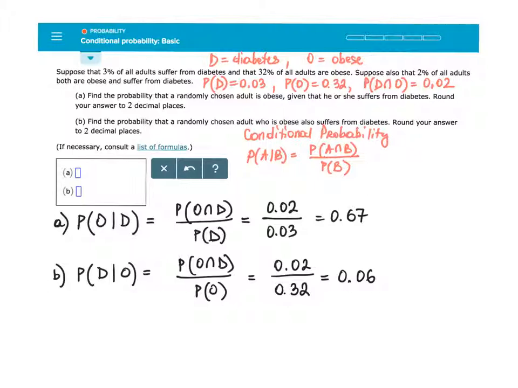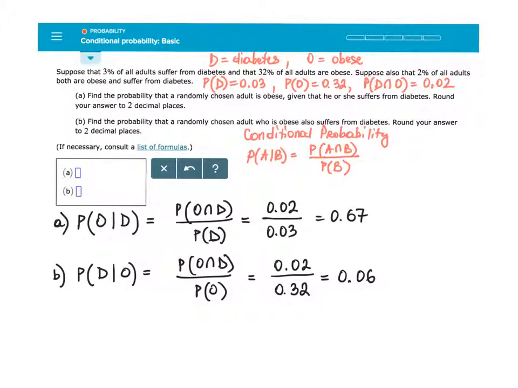So if we let D denote someone who has diabetes and O denote someone who is obese, the probability of someone having diabetes, according to the information provided, is 3%, or 3/100. The probability of being obese is 32/100. And the probability of both D and O is 2/100, 2%.